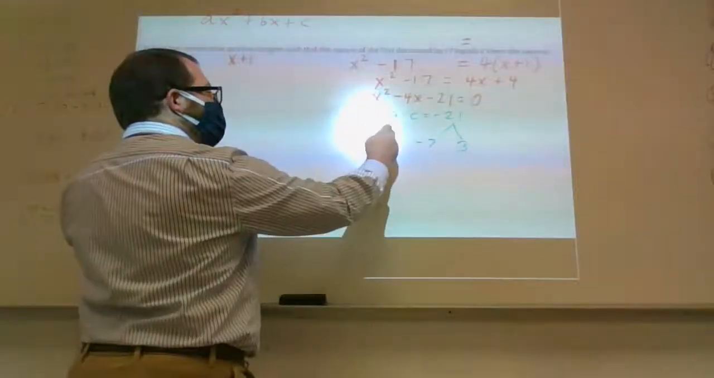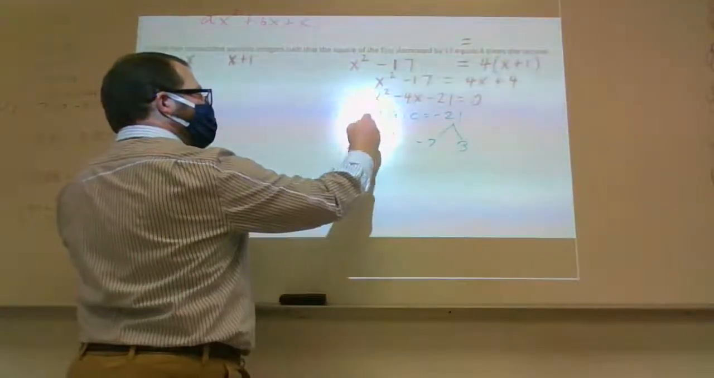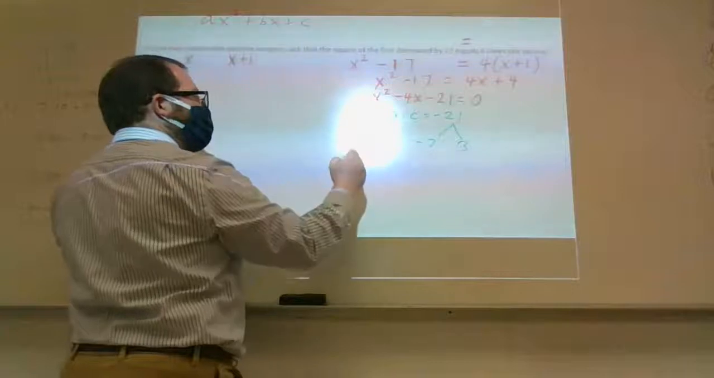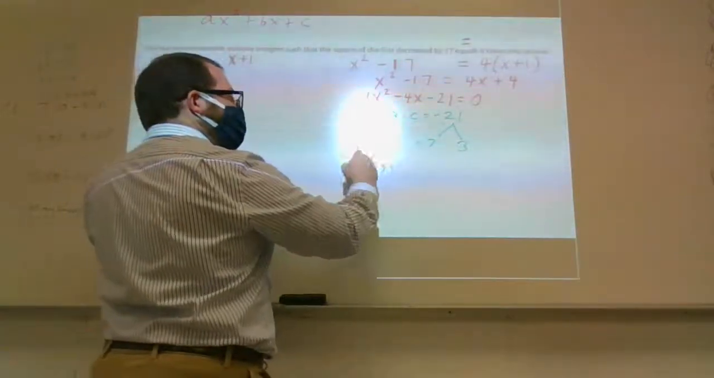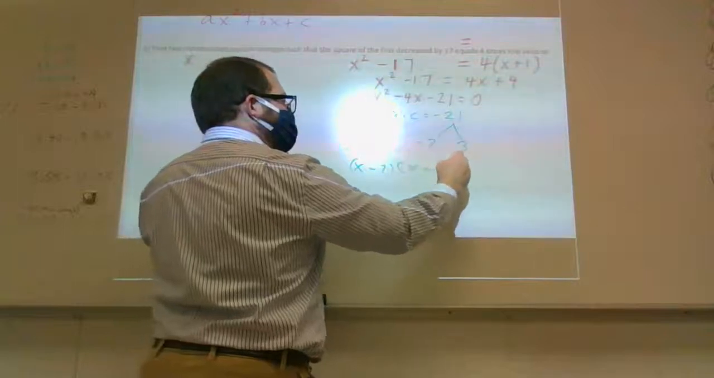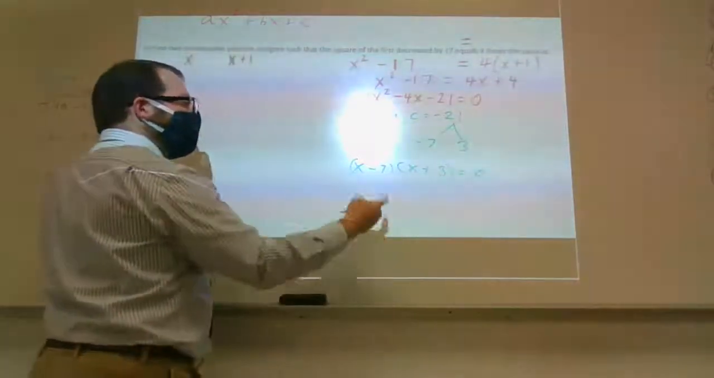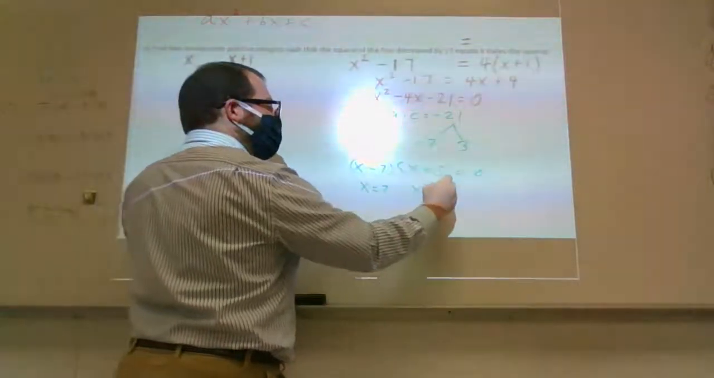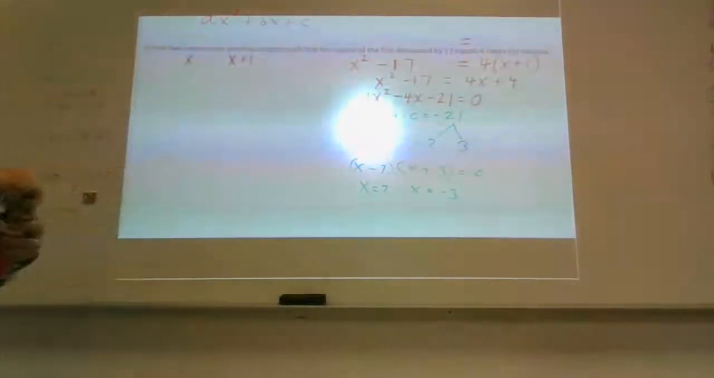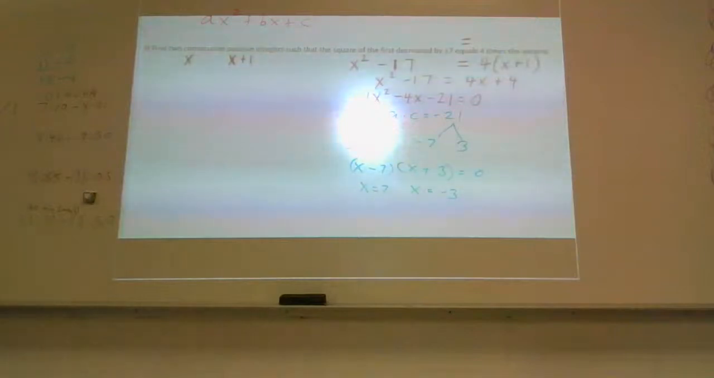Again, T-chart you could do, but the T-chart's not really necessary because it's a 1x squared, which means you get x minus 7 and x plus 3 equals 0. Set them equal to 0 and solve. You get an answer of 7 and negative 3. X is equal to 7, x is equal to negative 3.